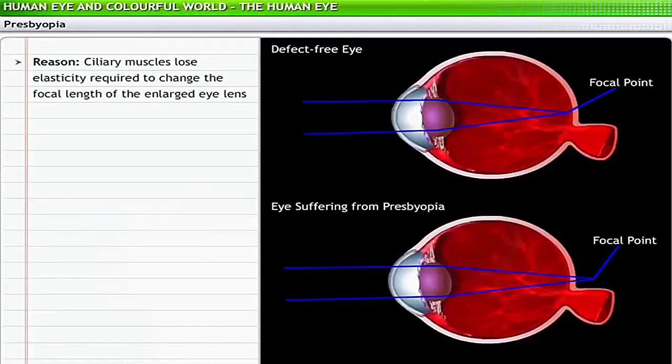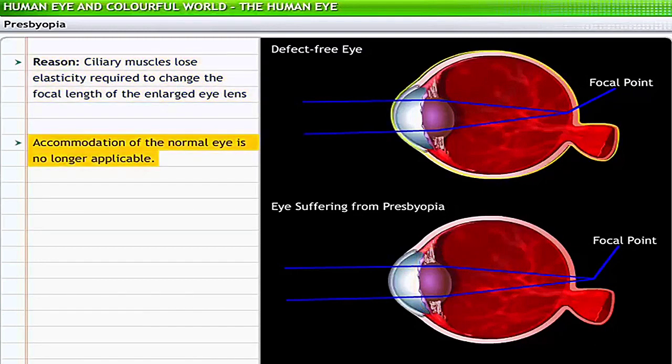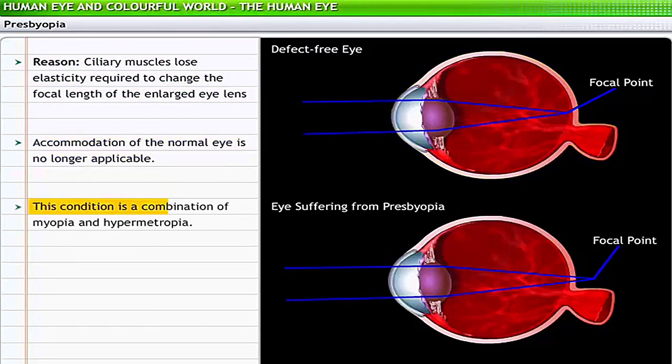Presbyopia occurs in old age, when the ciliary muscles lose the elasticity required to change the focus of an enlarged eye lens. Loss of flexibility makes it difficult for the eye to focus properly. That is, the accommodation of the normal eye is no longer applicable. This condition is a combination of myopia and hypermetropia.